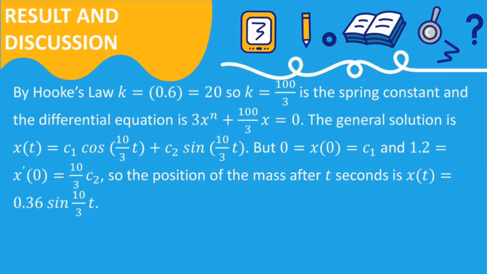Result and discussion. By Hooke's law, k times 0.6 is equal to 20. So k equals 100 over 3 is the spring constant, and the differential equation is 3x double prime plus 100 over 3 x equals 0. The general solution is x(t) equals c1 cos 10 over 3 t plus c2 sin 10 over 3 t, but 0 equals x(0) equals c1, and 1.2 equals x prime (0) equals 10 over 3 c2. So the position of the mass after t seconds is x(t) equals 0.36 sine 10 over 3 t.